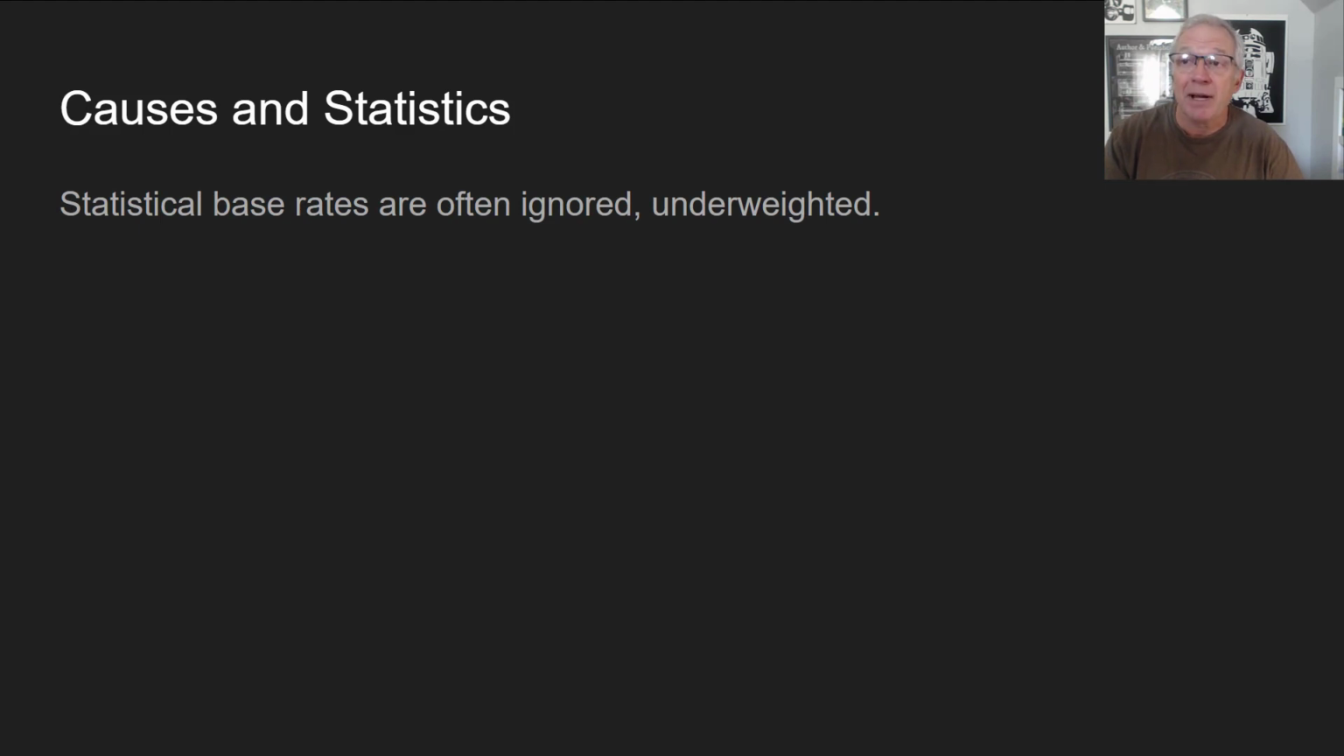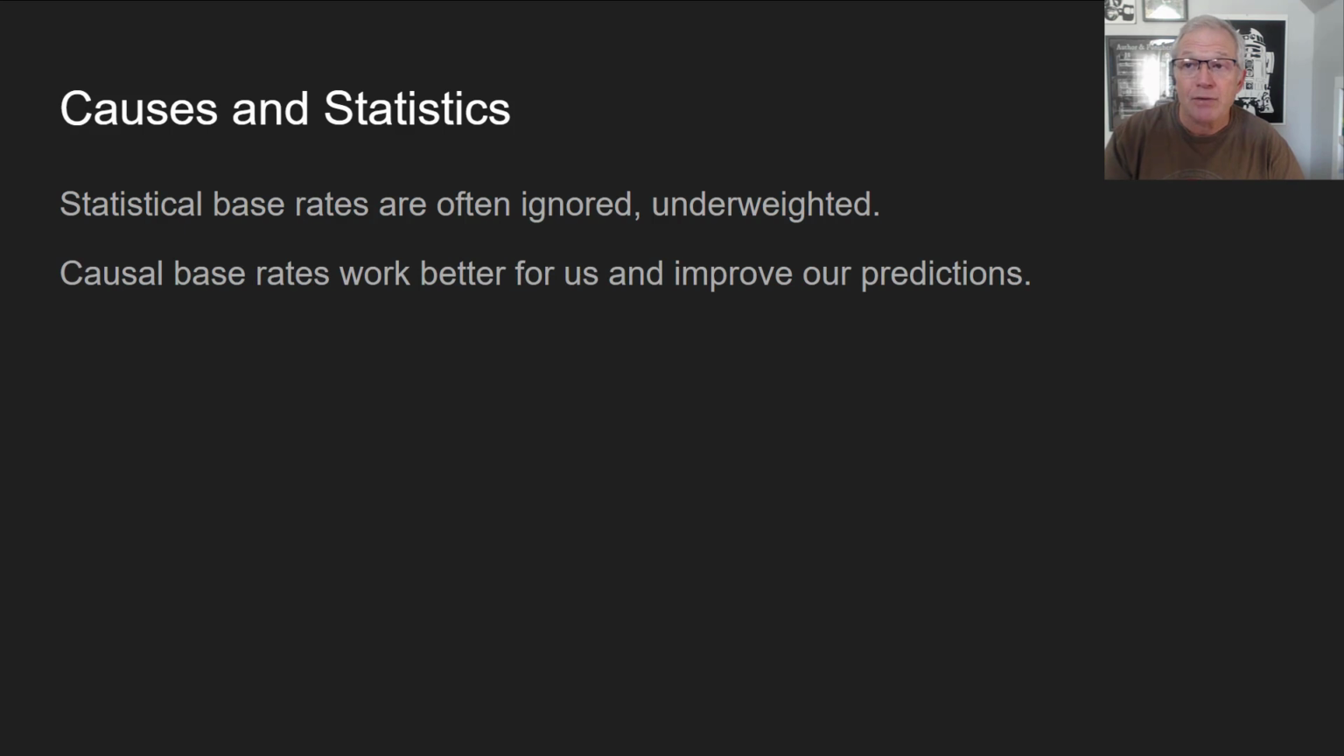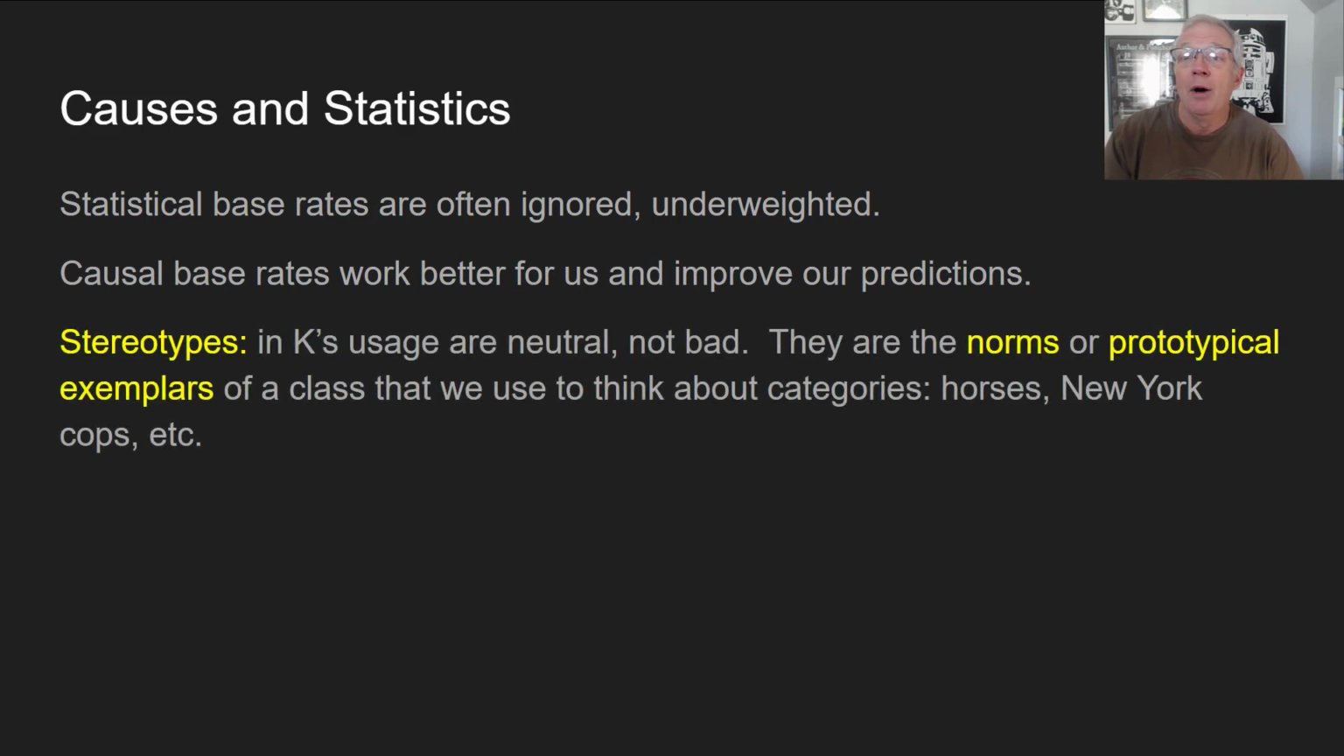Okay, so statistical base rates are often ignored or underweighted. Causal base rates work better for us and improve our predictions, is what we learned just now. And again, in Kahneman's usage, and there's some discussion for a couple chapters on this, he's using this term stereotype. Now, you will no doubt think of the term stereotype in almost entirely a negative way.